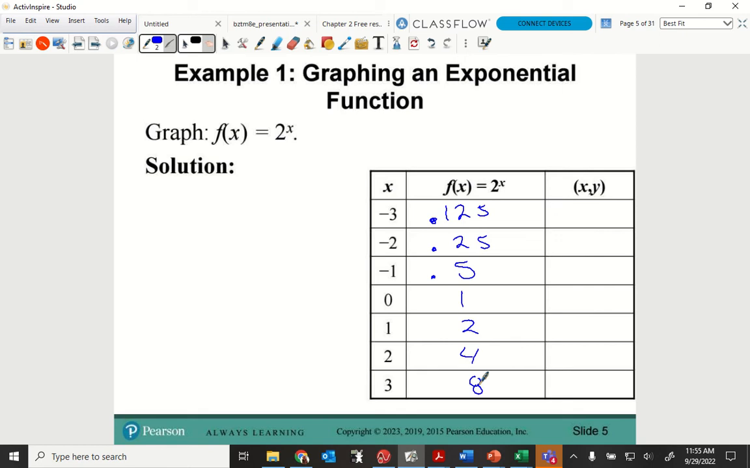1, 2, 5, 1, 2, 4, 8. Oh, escape. Okay, and then just arrow up. Thank you. Anyone else? Fill it in!